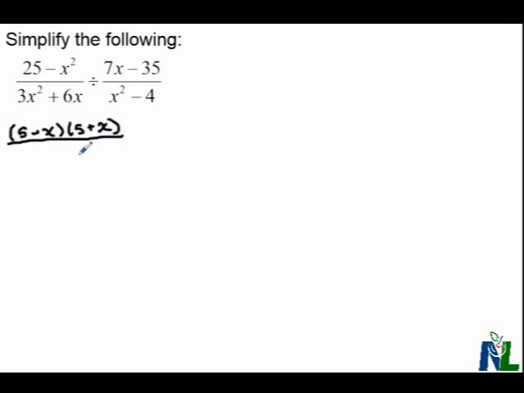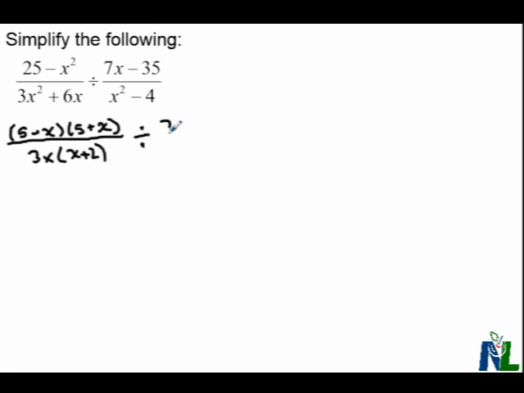In the denominator now, I see 3x squared plus 6x. So I'd like to factor out 3x and rewrite this as 3x times x plus 2. So now my first expression there is fully factored. Now I'd like to look at the second part.